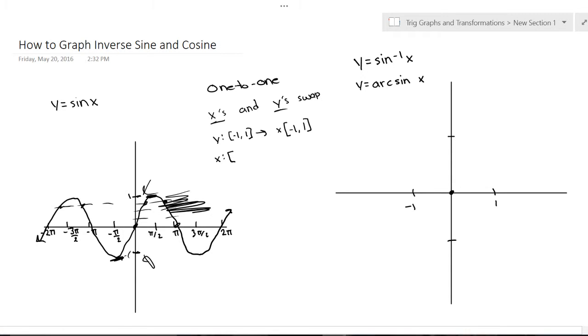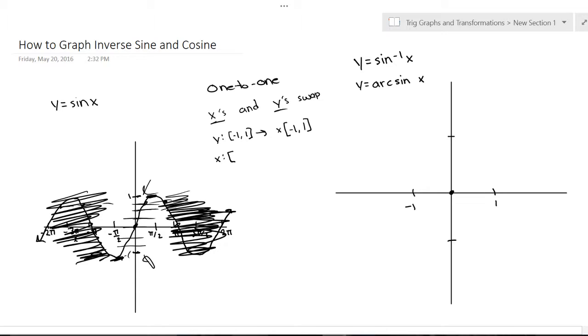So let's restrict our domain. Pretend none of this is here. We're changing the domain. This doesn't exist. This doesn't exist. Now you can see it passes the horizontal line test. Draw a horizontal line, it only goes through once. So the domain has been restricted to negative pi over 2 to pi over 2. That means that the y's in the inverse function are going to range from negative pi over 2 to pi over 2. So now we can put those in. We've got our major points ready.